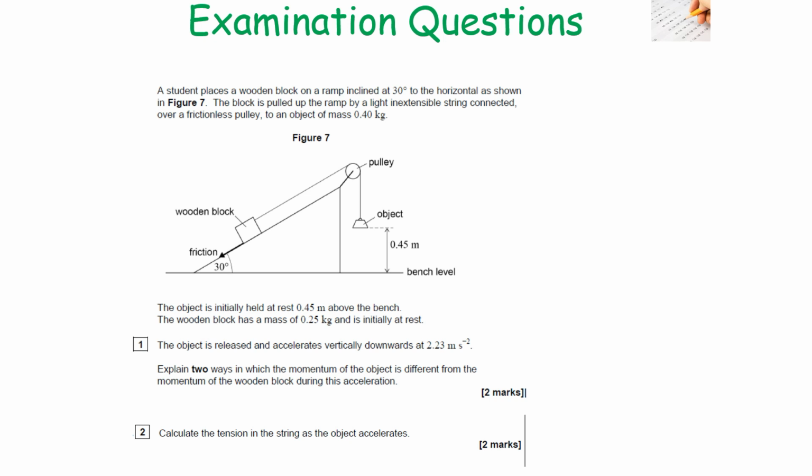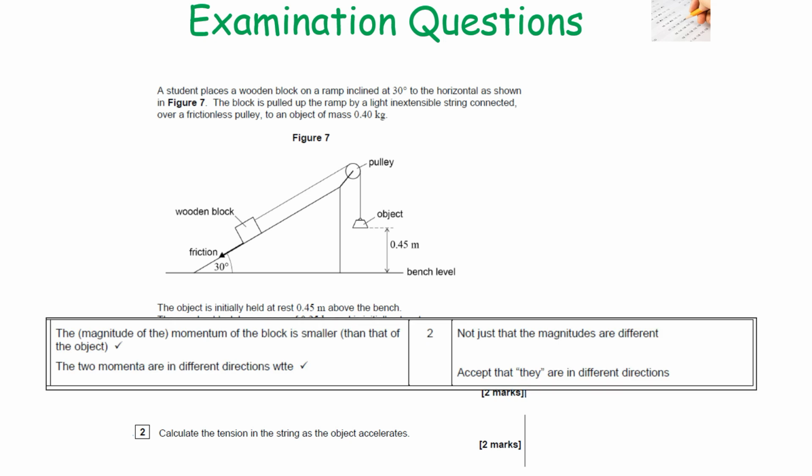Right, so how do you answer this first question? Well, we know straight away that the magnitude of the momentum of the block is going to be smaller than the momentum of the object. We can tell this because of how much is actually being moved. And then finally, the two momentums are going to be in different directions, because you'll notice that one's going in one direction, one's going in another direction. Momentum is a vector, so another difference is they're moving in different directions.